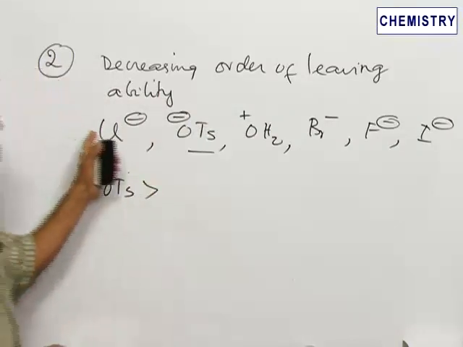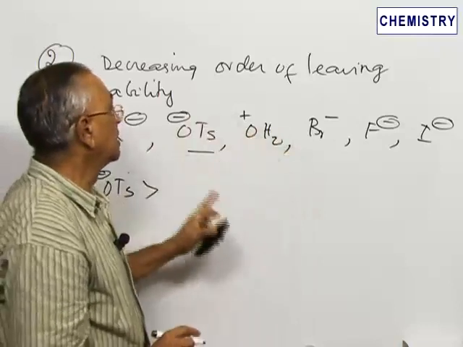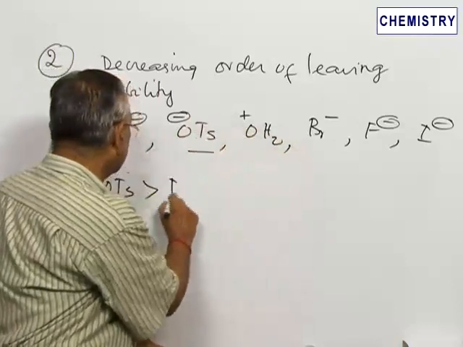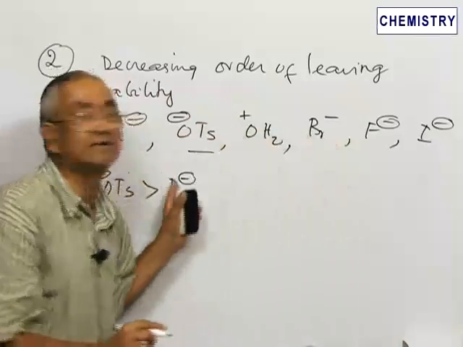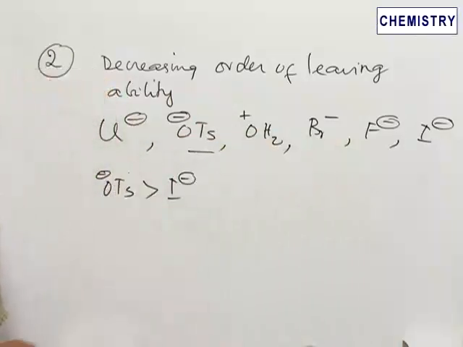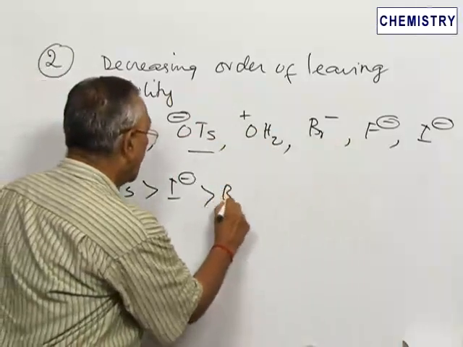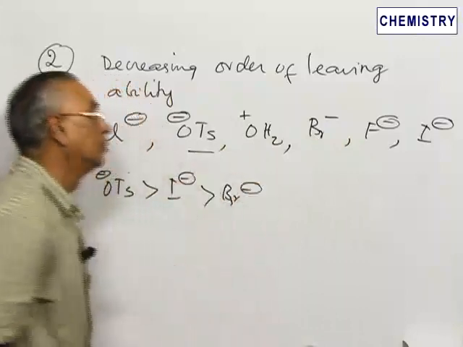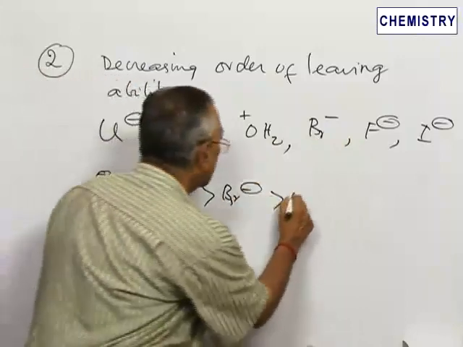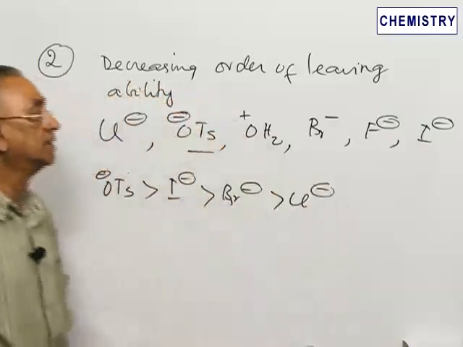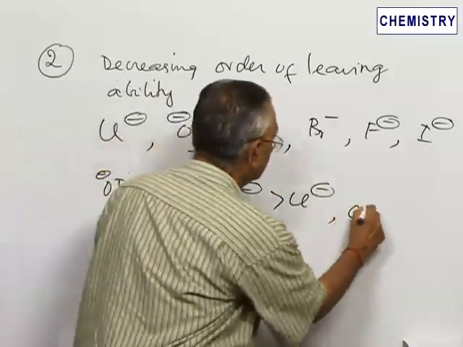The next one is the OH2 plus. But other than that, I minus is a better leaving group, or among the halides, I minus is the best leaving group. Then subsequently, Br minus is a good leaving group. After that, chlorine is also a good leaving group. Then only comes the OH2 plus.